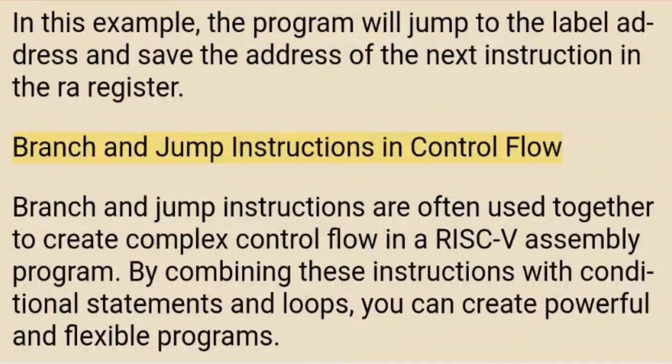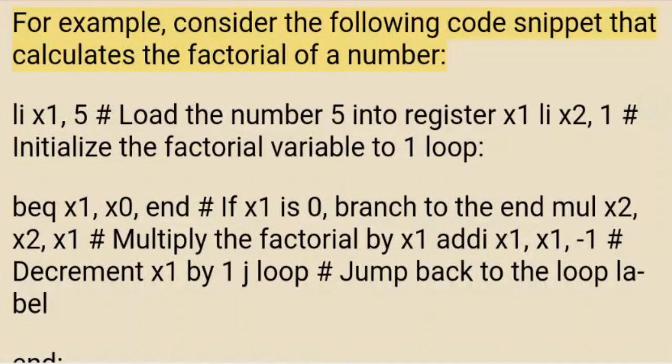Branch and jump instructions in control flow. Branch and jump instructions are often used together to create complex control flow in a RISC-V assembly program. By combining these instructions with conditional statements and loops, you can create powerful and flexible programs. For example, consider the following code snippet that calculates the factorial of a number.